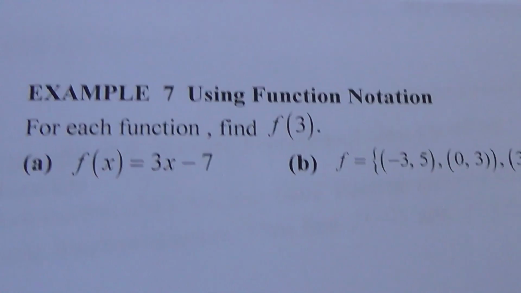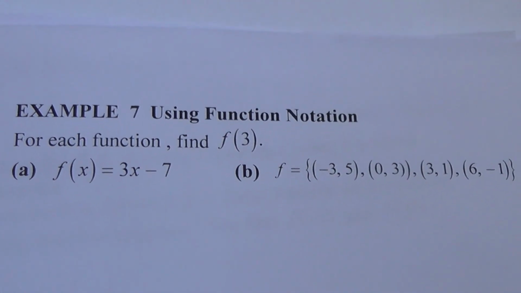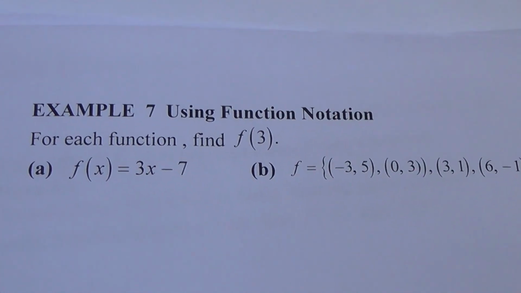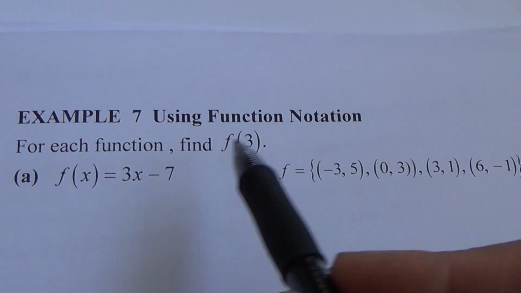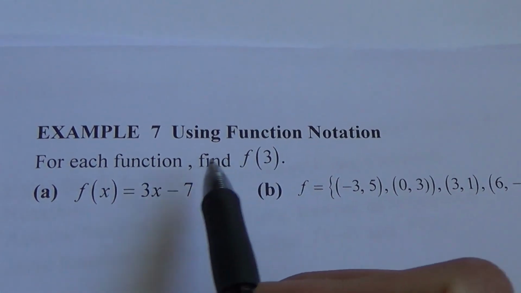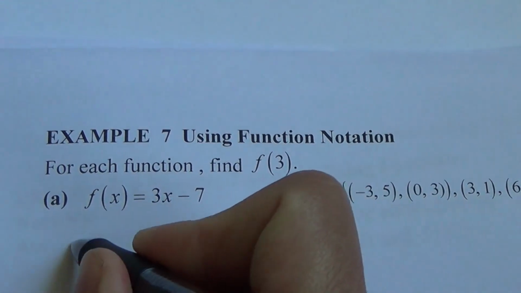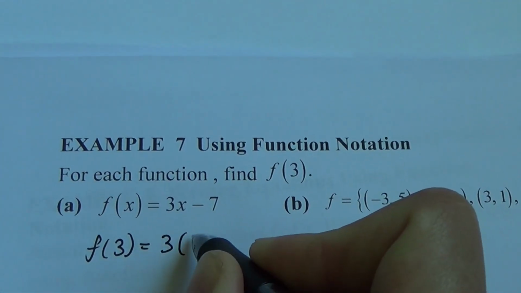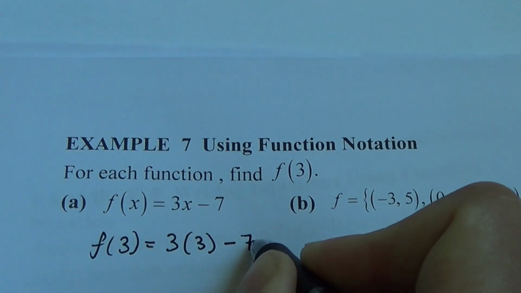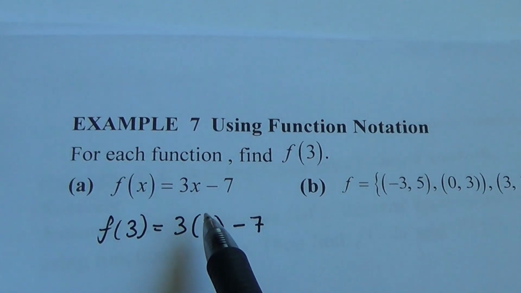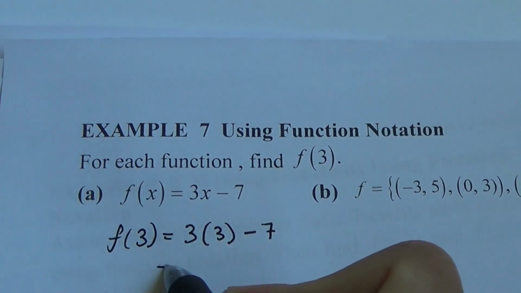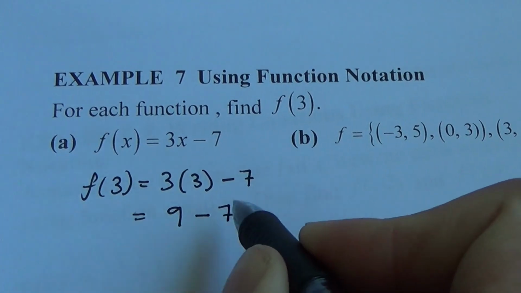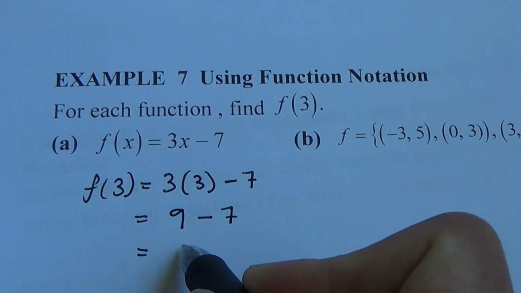Example 7. For each function, find f of 3. So in part A, we want to plug in the 3 for the x. So we'll write f of 3 is equal to 3 times 3 minus 7. Again, we're substituting the 3 for the x value. 3 times 3 simplifies to 9. And 9 minus 7 is 2.